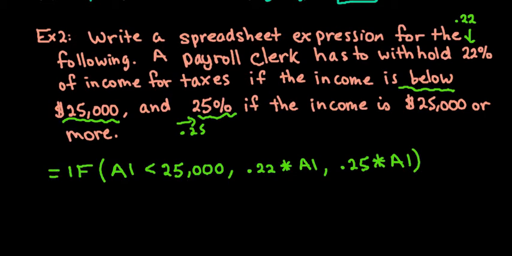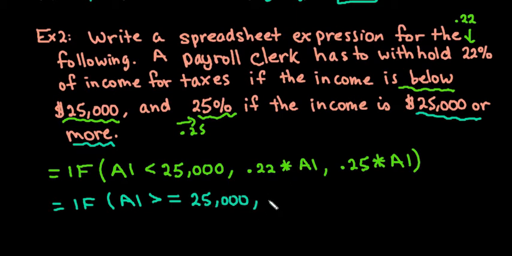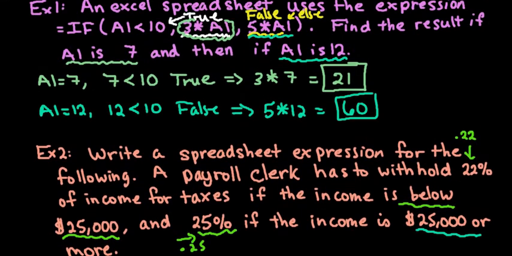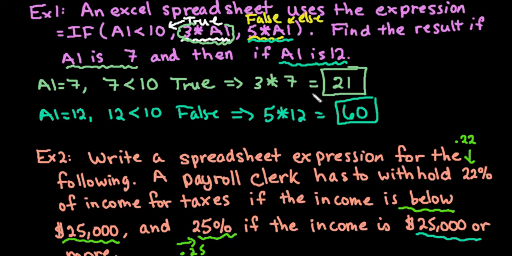We could have also used the other statement, that it's 25,000 or more. So we could have typed in equals IF A1 is greater than or equal to. Out of habit I always say equal to, but in Excel, the way you would type it in is A1 greater than or equal to 25,000. This time, if this is true, we would do the 0.25 times A1, or else we would do the 0.22 times A1. So sometimes you'll have to come up with the expression to type in, and sometimes the expression will be given to you, and then you just have to figure out where you're going to plug it in to get the value. You would act as if you were a computer.